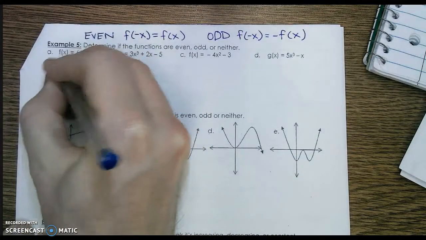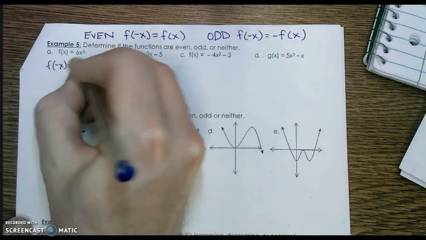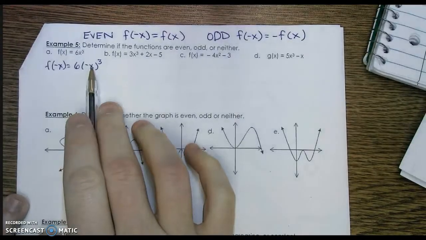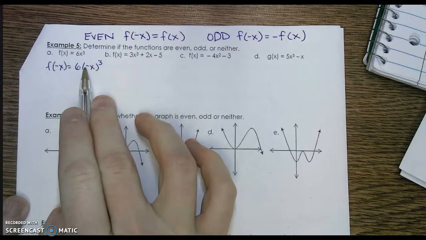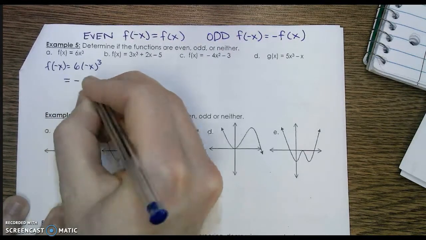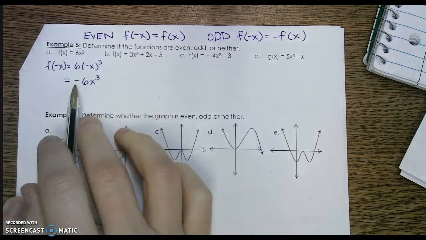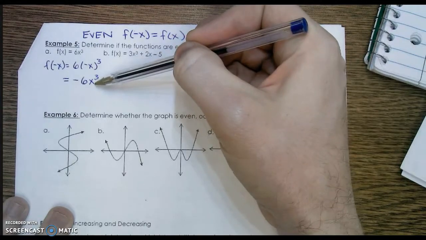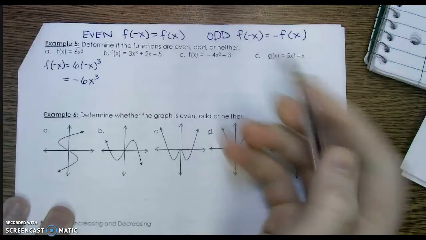So I'm going to plug in a negative x into the function and see what happens. So I've plugged a negative x in for x, and when you cube a negative, a negative times a negative times a negative is negative, so we can move that negative in front. And so what we see is we have the same function back, only it's negative, so that would be this one. It's odd.